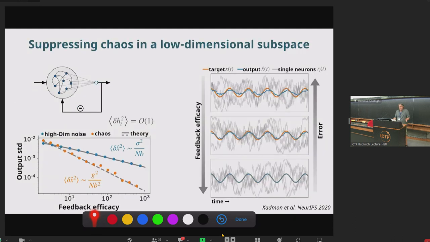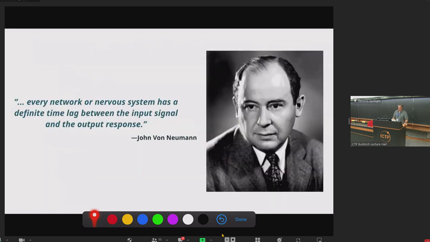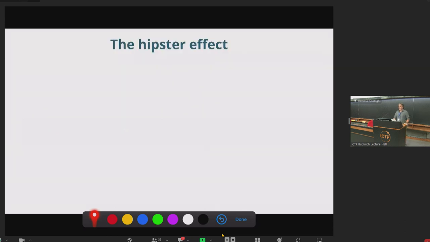Okay, so one more thing. You can say, great, we can now remove the fluctuation. We can get a good, reliable readout. Why not just increase B to infinity and remove all the noise, if we have the most reliable output? But that's not the case, and we went back to John von Neumann, who said every network or nervous system has a definite time lag between the input and the output. So the time lag will become important. And why is that? Is that because of hipsters?